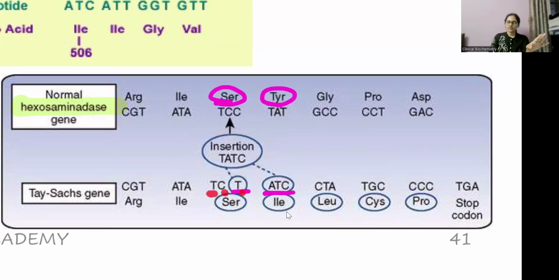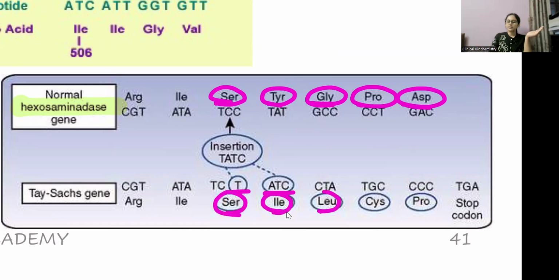TCT that's coding for serine, okay, fine. ATC that goes for isoleucine is coming in between. Then CTA that's coding for leucine. But look at this arrangement. Serine, tyrosine, glycine, proline, aspartate. That's how the sequence of amino acids should be. But since 4 base pairs are now inserted here, the codon is read in a different manner and different amino acids are getting attached. So you find serine, isoleucine, leucine, cysteine and proline, which is not at all similar to that of the wild type gene, right?